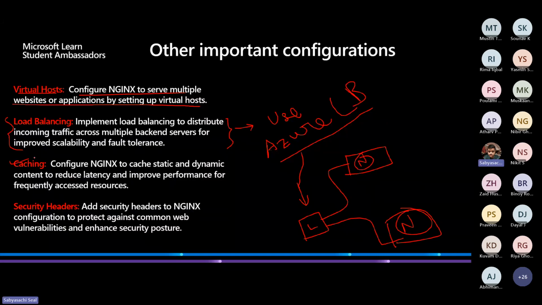We can configure caching inside Nginx to cache static and dynamic content to reduce latency and improve performance for frequently accessed resources. And we can have security headers. That is very important. In a production workload, we always want security to be one of the top priorities. So we can add security headers to Nginx, which will help protect against common web vulnerabilities and enhance security posture.